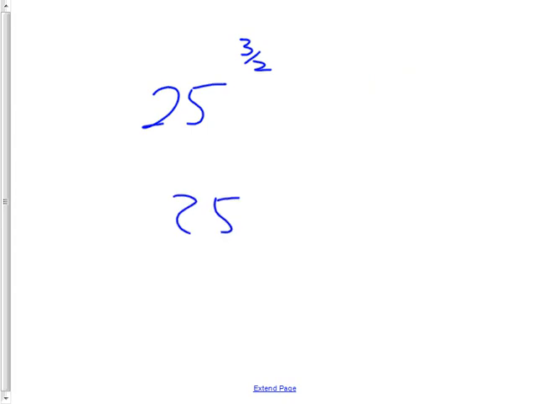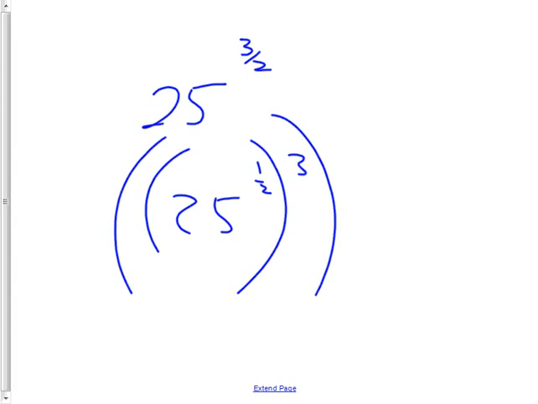Well, I hope you know you're going to start with this. 25 to the 1/2, and then to the 3rd. Could this get any trickier? Yes, it could. But what if there was another layer to the onion?